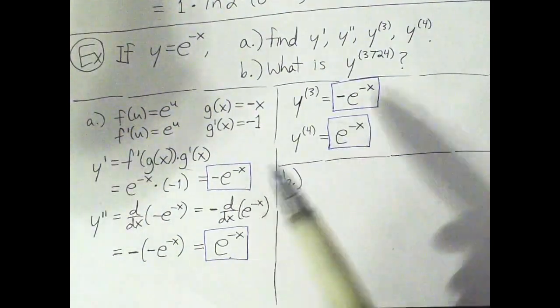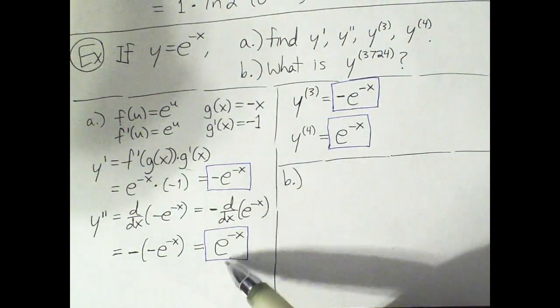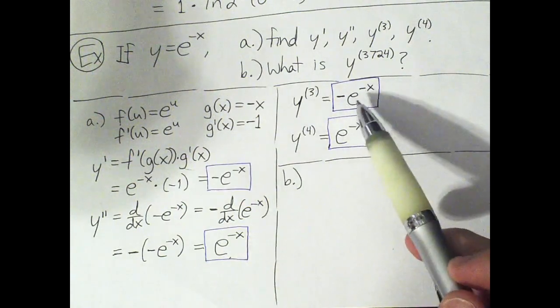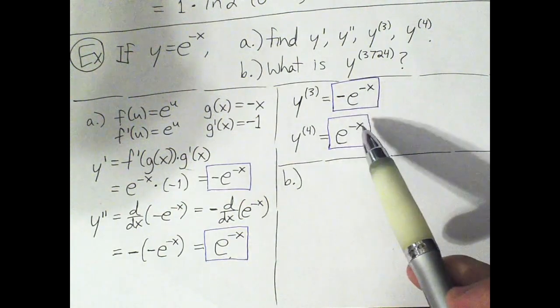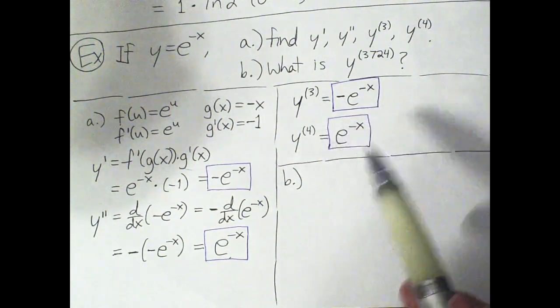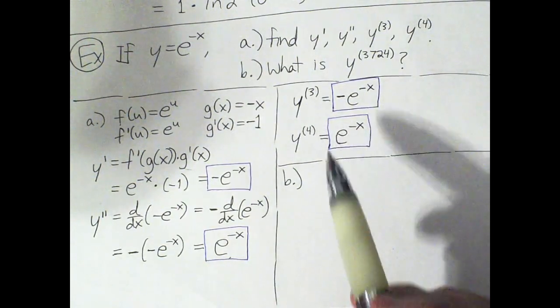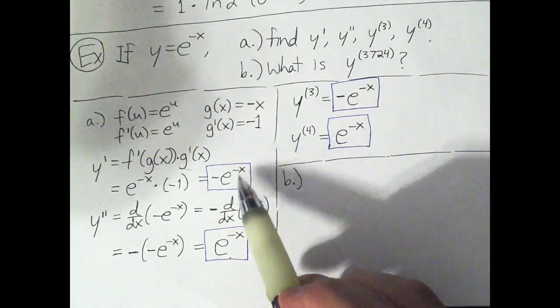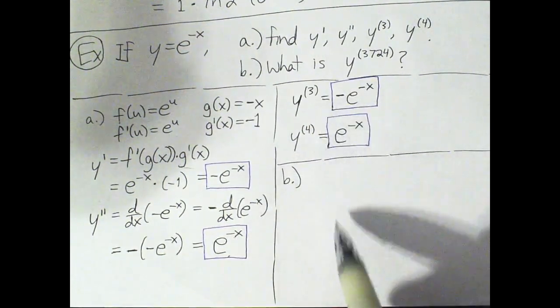These are alternating. Negative e to the negative x, positive e to the negative x, negative e to the negative x, positive e to the negative x. And I can see what the fifth derivative would be, and what the sixth derivative would be, and so on. It's going to alternate between these two answers forever.